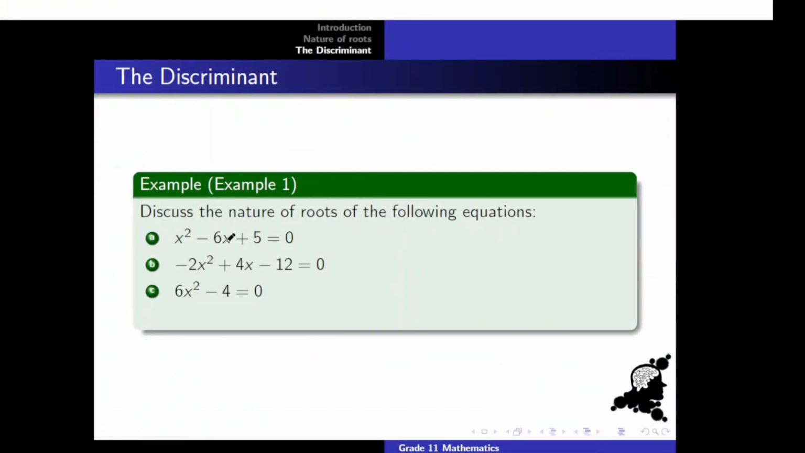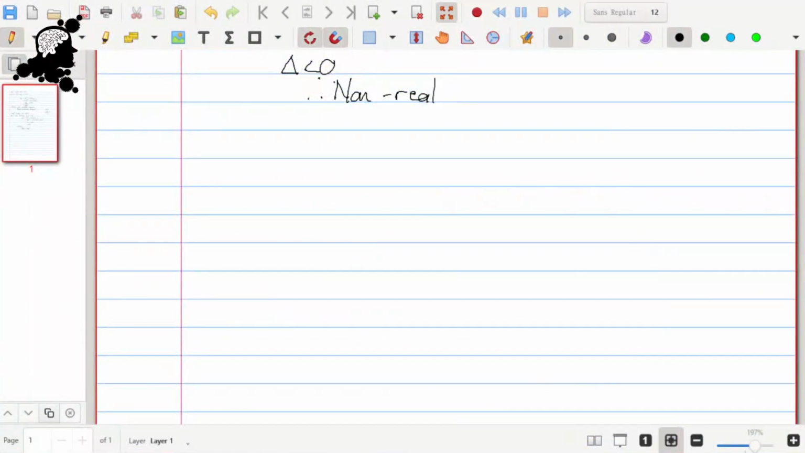We've got 6x squared minus 4 is equal to 0. Let's have a look at this. So the value of a is the coefficient of x squared, which is 6. The value of b is the coefficient of x. Since we do not have a term in x, the value of b is 0. The value of c is negative 4.